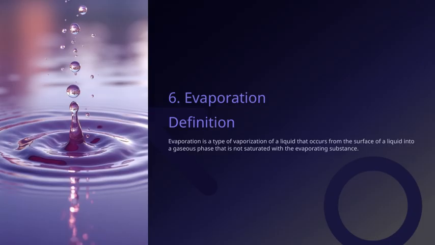That's evaporation in action. What's important to understand here is that it occurs into a gaseous phase that isn't saturated with the vapor of the liquid. In other words, the air around the liquid isn't full of vapor already. It has room to take in more. This is why evaporation can happen even at temperatures below the boiling point.